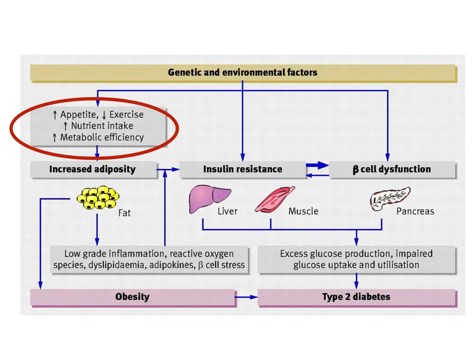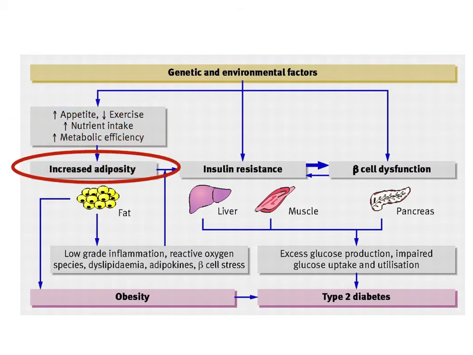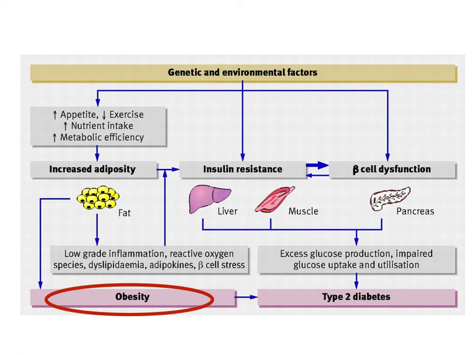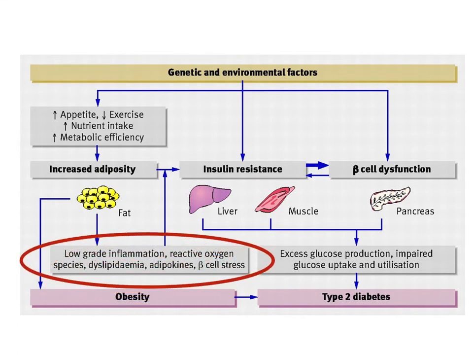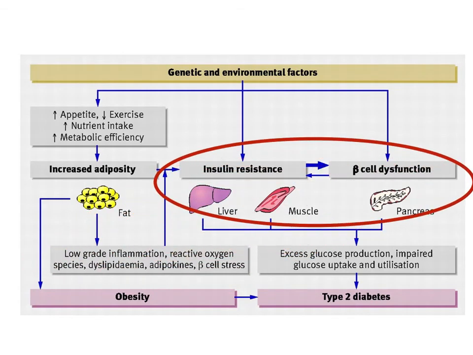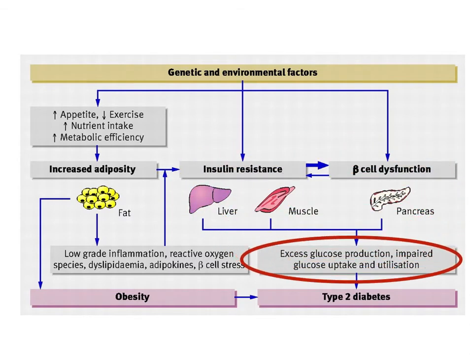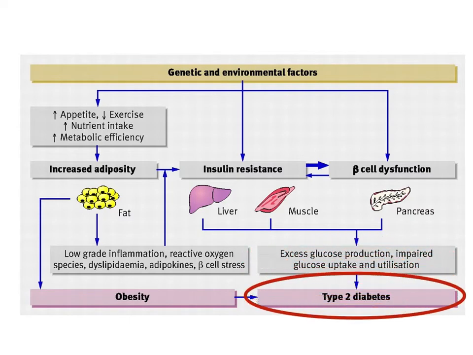Coming to the pathogenesis proper, the increased appetite, reduced exercise, increased nutrient intake and increased metabolic efficiency all will lead to increased adiposity and cause obesity, and this obesity again will cause low grade inflammation, activation of reactive oxygen species, dyslipidemia, adipokines and beta cell stress, and that all will lead to insulin resistance and beta cell dysfunction of liver, muscle and pancreas, and this will cause excess glucose production and impact glucose uptake and utilization, and that will lead to type 2 diabetes mellitus.